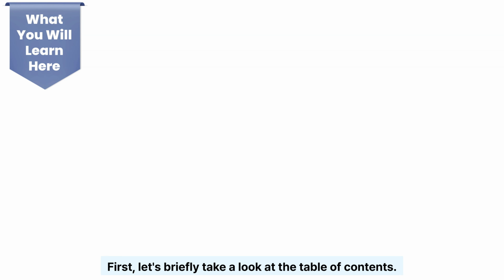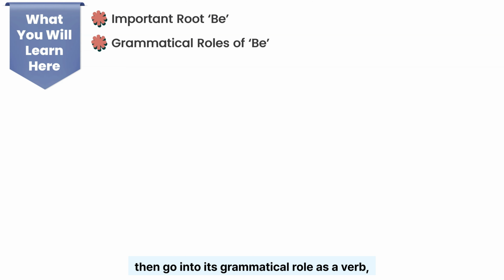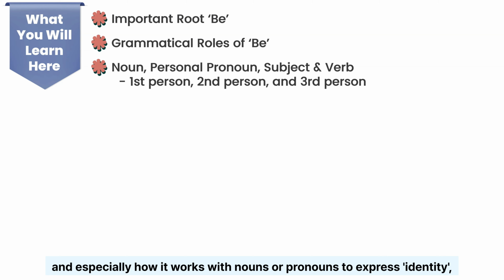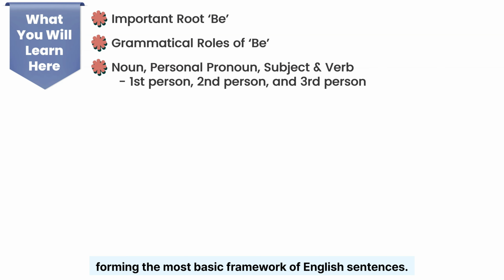First, let's briefly take a look at the table of contents. The word be isn't just a verb, it also has an important root meaning. We'll start with that briefly, then go into its grammatical role as a verb, and especially how it works with nouns or pronouns to express identity, forming the most basic framework of English sentences.